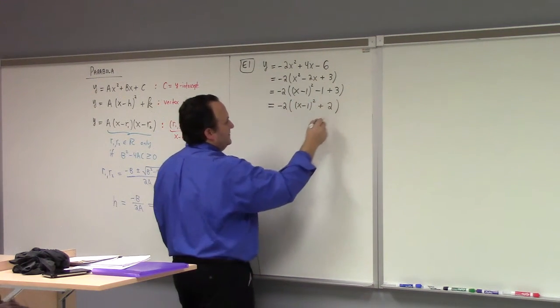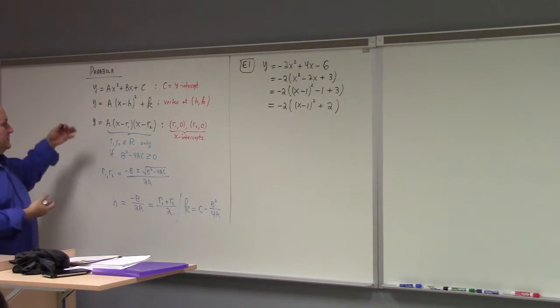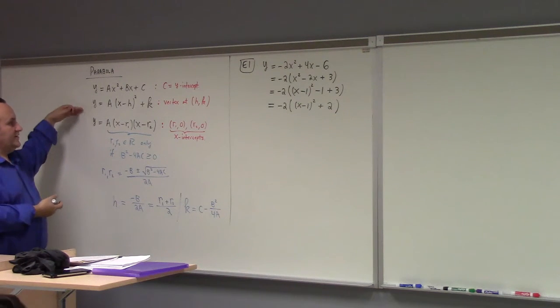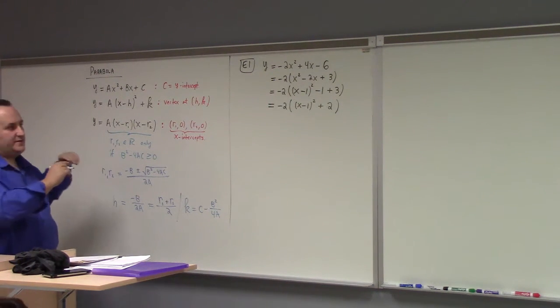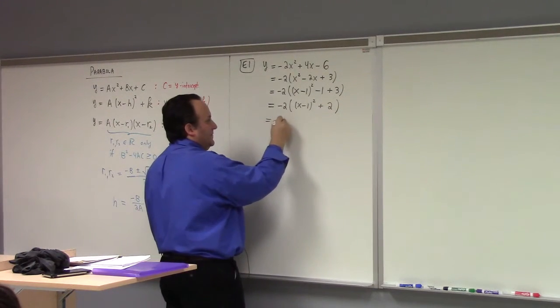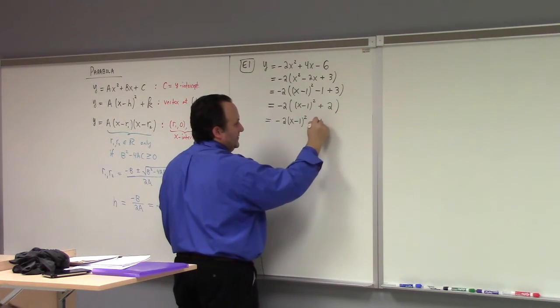Now I got to be careful. That's not in any of the formats here, is it? It's not, right? So to put it in the vertex form, what do I have to do? I have to multiply the minus 2 back through. So what I have is minus 2 times x minus 1 squared minus 4.